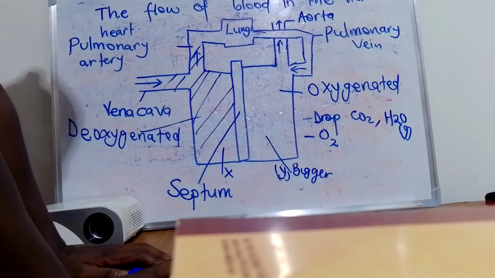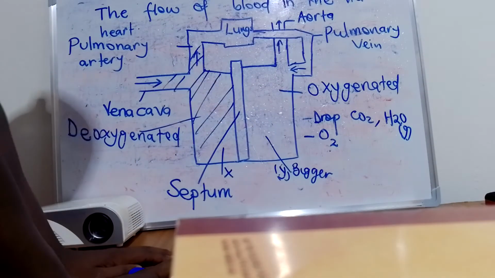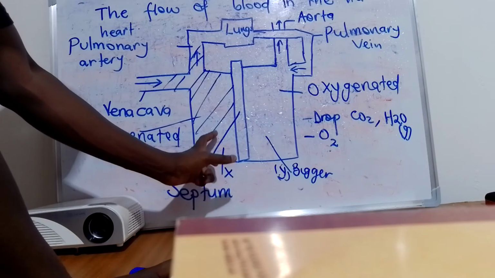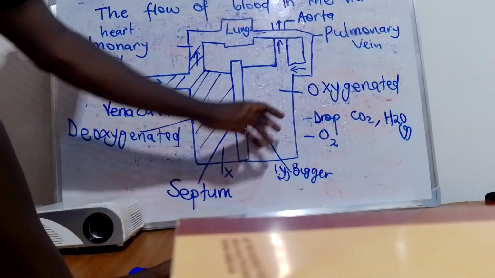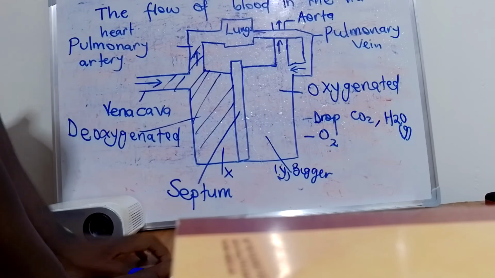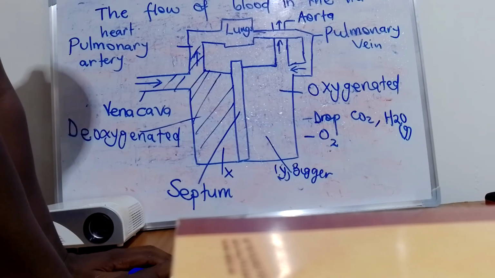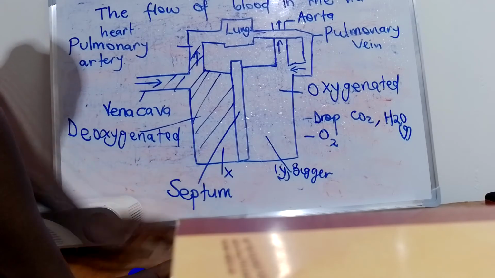These sections are called ventricles. Reason being, section Y pumps blood to longer distances than section X. Section X only pumps blood to the lungs, while section Y pumps blood to all other body parts. It's the reason why section Y is thicker than section X.